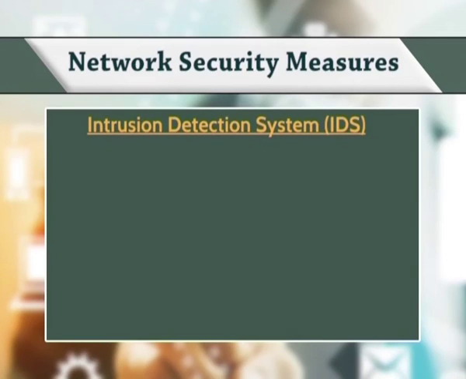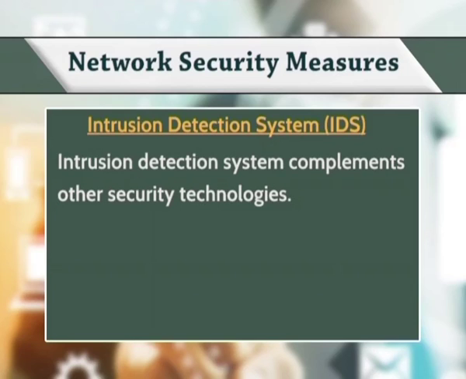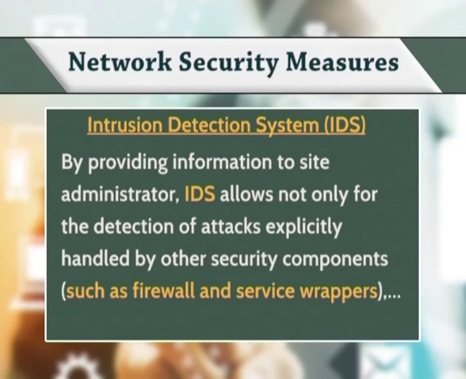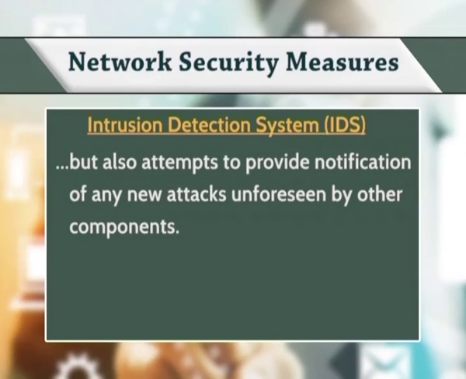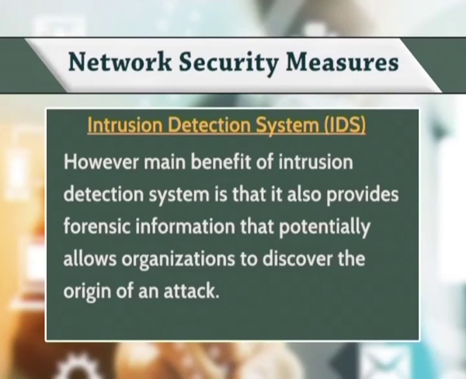Another one is intrusion detection system. Intrusion detection system complements other security technology by providing information to the site administrator. IDS allows not only for the detection of attacks explicitly handled by the other security components such as firewall and service wrappers, but also attempts to provide notification of any new attacks unforeseen by other components. However, the main benefit of intrusion detection system is that it also provides forensic information that potentially allows organizations to discover the origin of an attack. In this manner, IDS attempts to make attackers more accountable for their actions and to some extent act as a deterrent to future attacks.